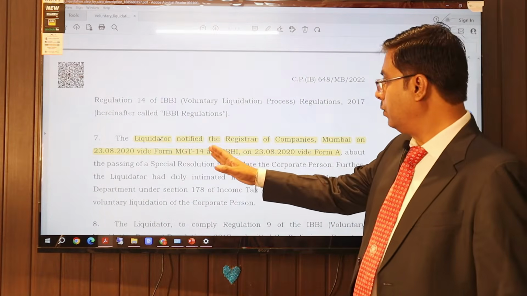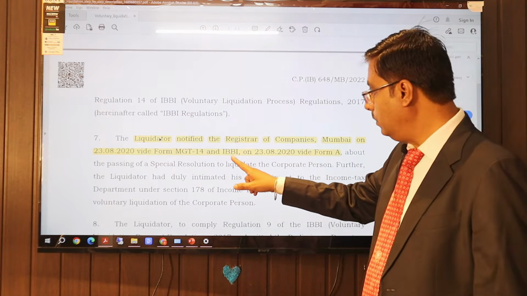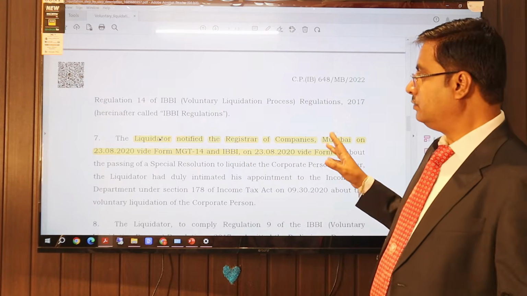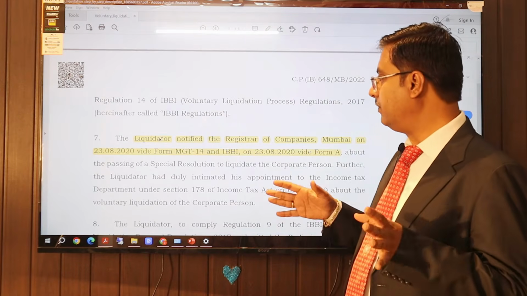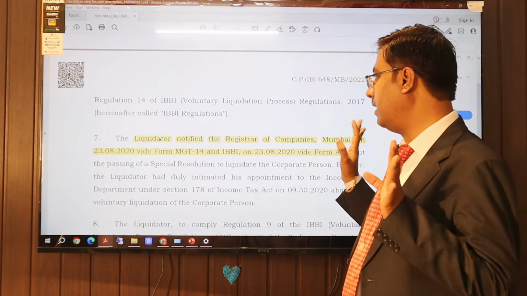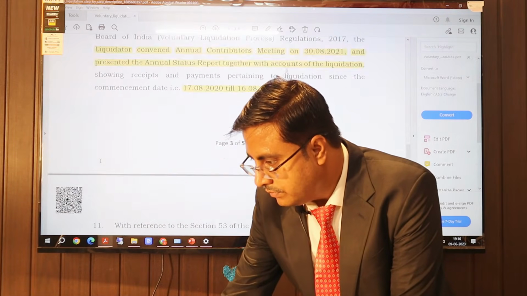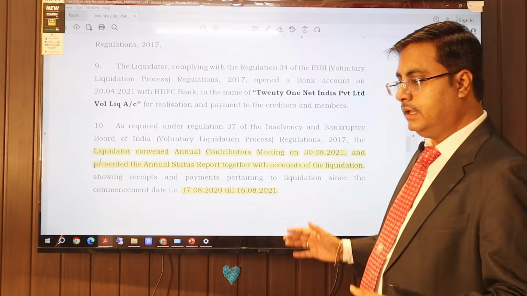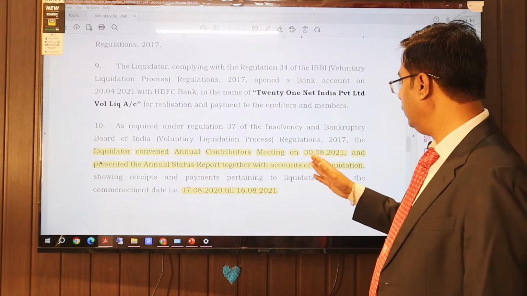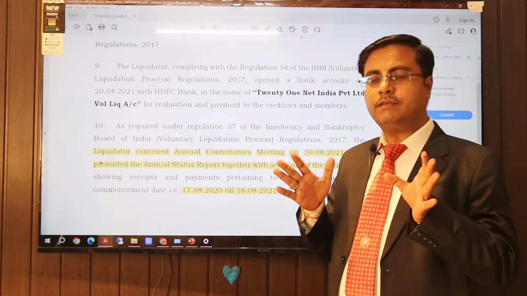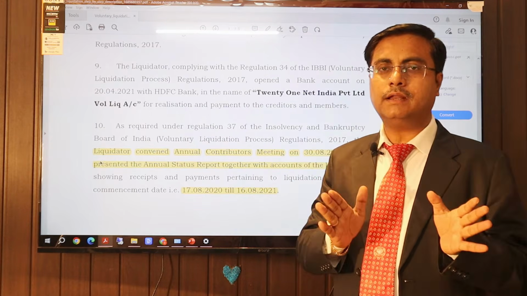So the liquidator notified the companies in MGT 14 and also to IBBI. So within 7 days from his appointment he has to notify the ROC as well as IBBI. Another thing, the liquidator commences the annual contributory meeting on, यहाँ पर AGM हो रही है. लिक्विडेटर बेसिकली कंपनी का नॉर्मली तरीके से अकाउंट्स भी मेंटेन करेगा, सब करेगा.